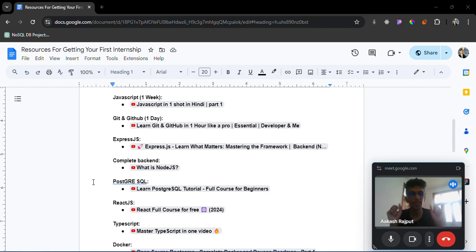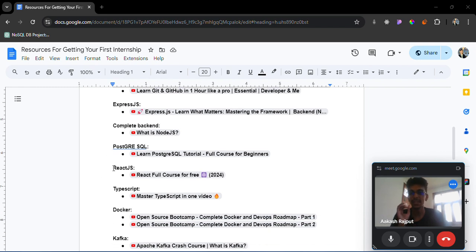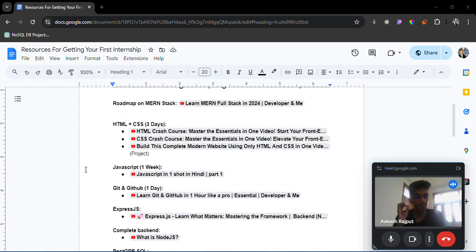Both are kind of similar. There is a bit of difference, but if you are able to learn even one SQL flavor, the others wouldn't be that difficult, because the other SQL flavors are not that different from each other. They are quite similar. PostgreSQL, React.js, what to learn about React, this is all covered in this video. Other than that, these things are actually completed by everyone.